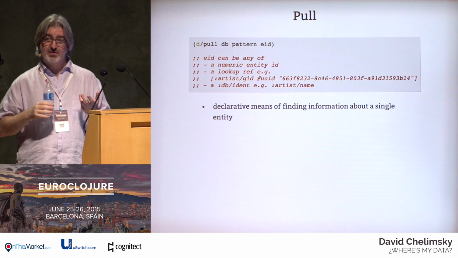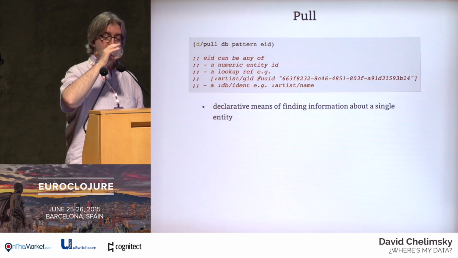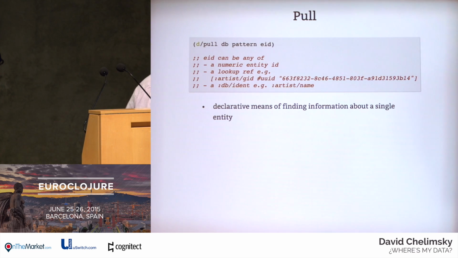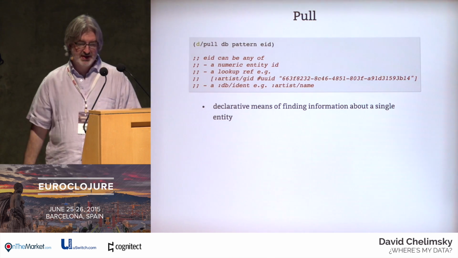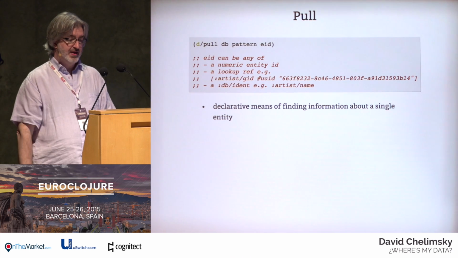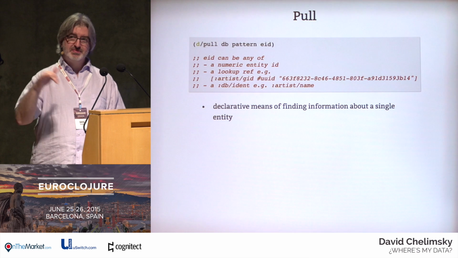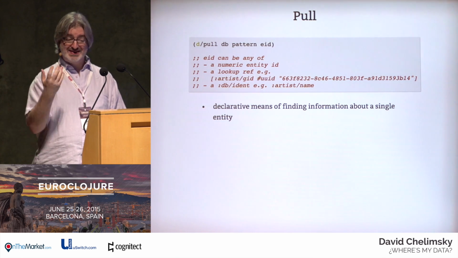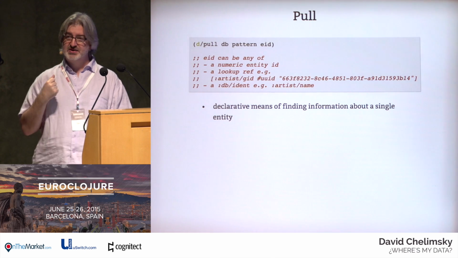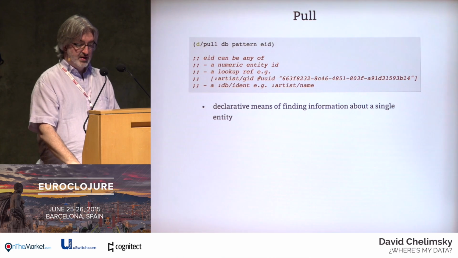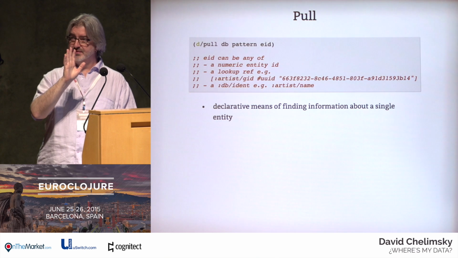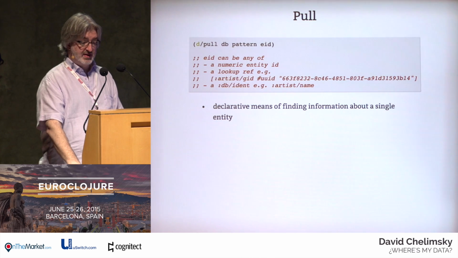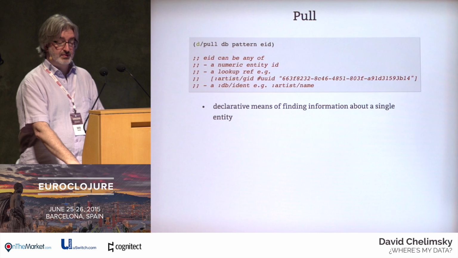Okay, so the next thing I want to talk about is the pull API. Pull was introduced late last year, and pull has some similarities with entity. Given an entity ID and a data pattern in a database, we can get information about that entity. The entity ID, just like the entity function, can be numeric, a lookup ref, or the ident.